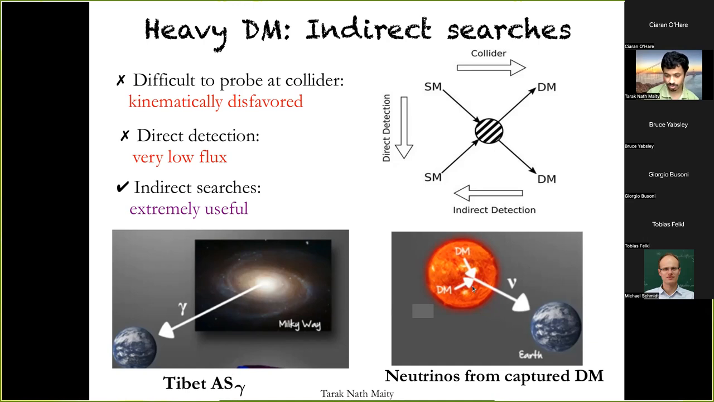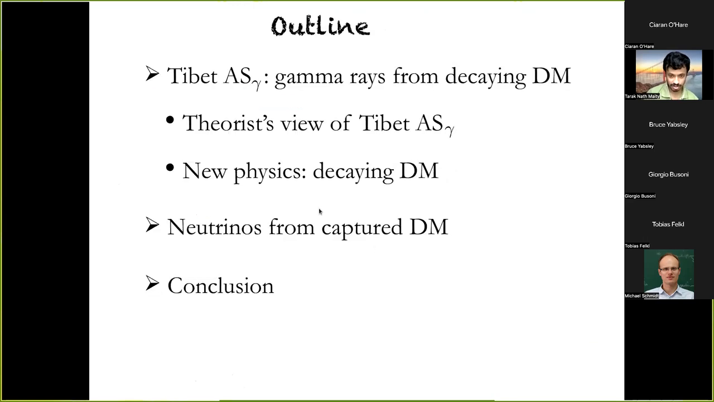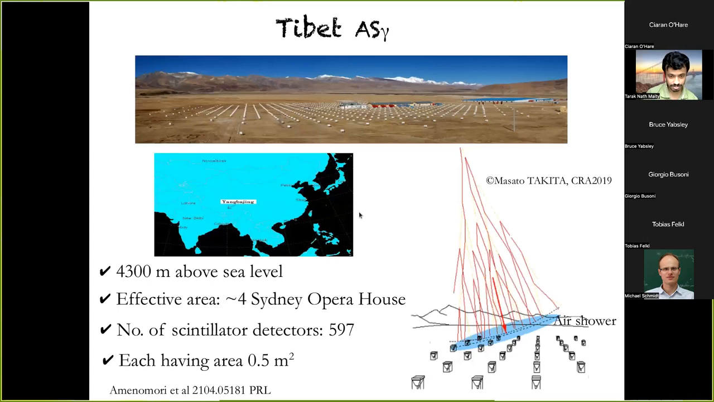In the second scenario, what we'll be looking at is the neutrinos that will be produced from captured dark matter annihilation in a galactic population of neutron stars. So this is the brief outline of my talk. I'll first give you a theorist's view of the Tibet AS gamma experiment, what it is observing, and how it is observing. Then we'll see whether we could do some searches for dark matter through that observation or not. We'll be specifically exploring the decaying dark matter scenario. Then I'll be talking about the neutrinos that will be produced from captured dark matter annihilation. And we'll see that in both scenarios, we might be able to probe a new region of the dark matter parameter space.